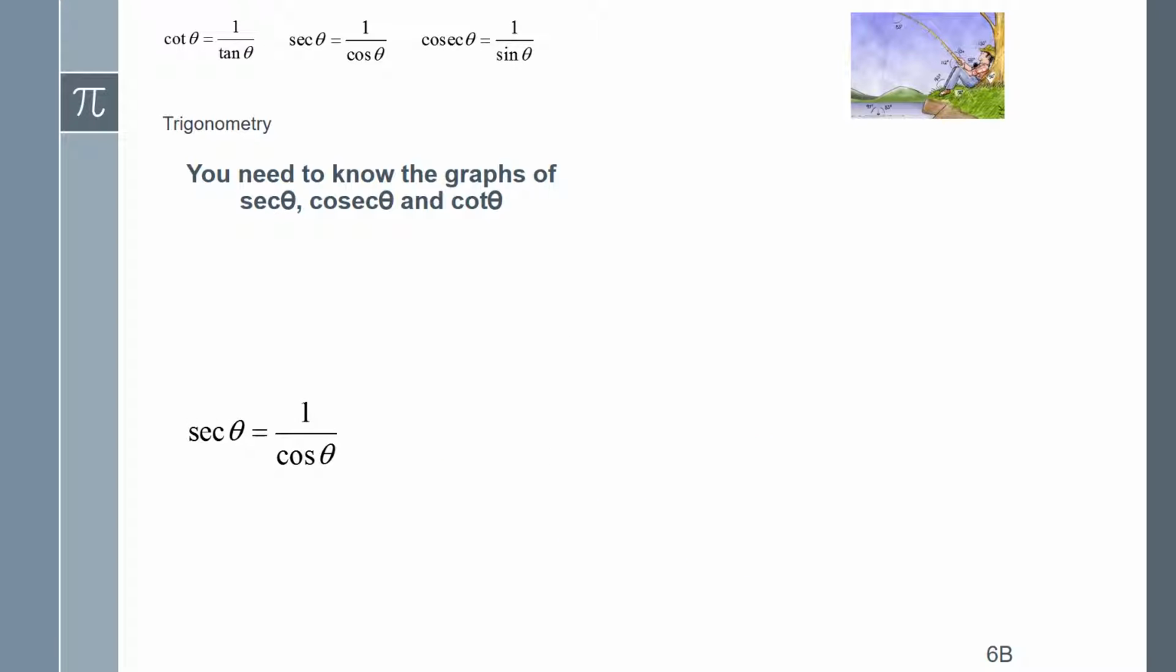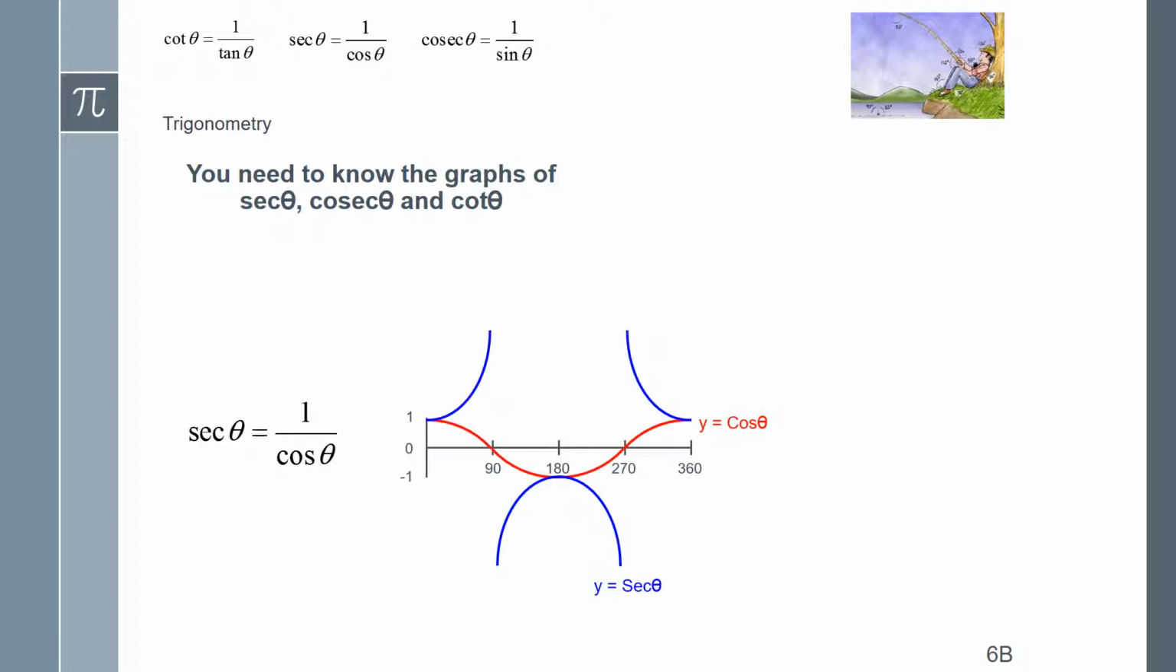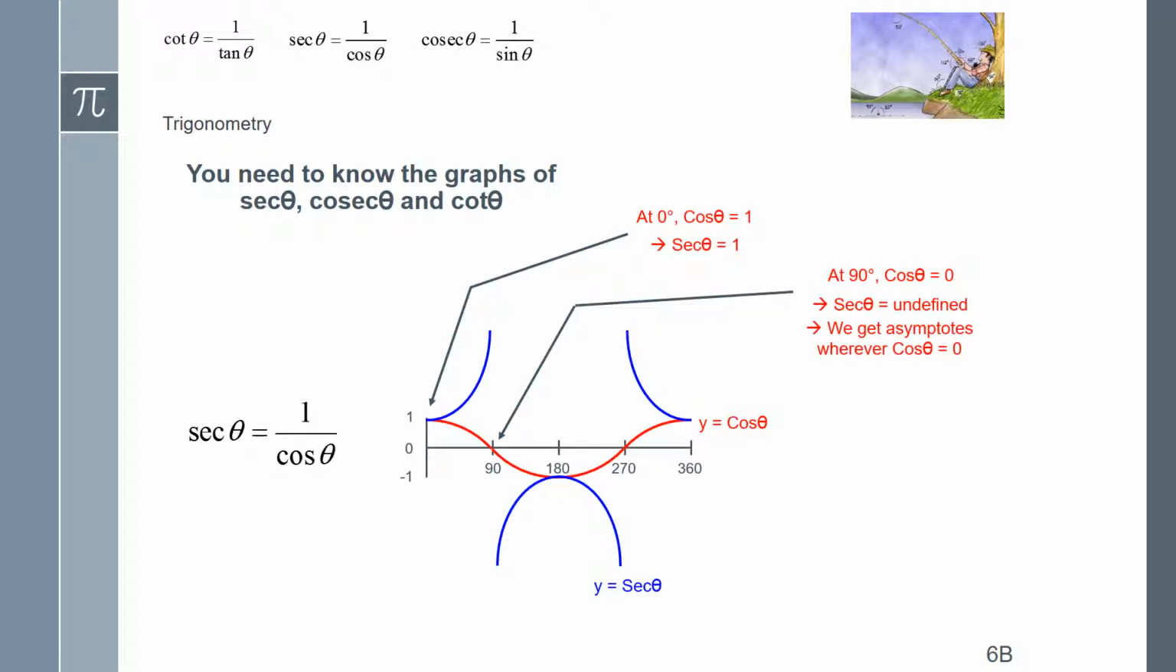Sec theta is quite similar, really. We can draw the cos graph. This time though, the asymptotes will be at 90 and 270, and the turning points will be at 1, so at 0 and 180. So at 0, cos theta is 1, so sec theta is 1. At 90, cos theta is 0, so sec theta is undefined. So we have an asymptote there, and an asymptote at 270, and every 180 degrees from that point.